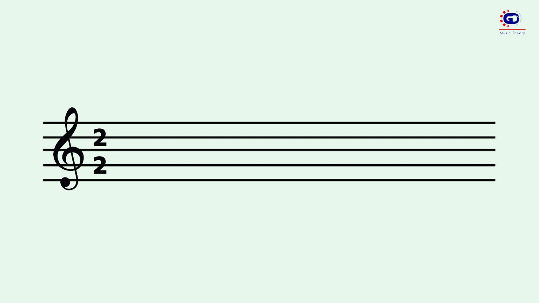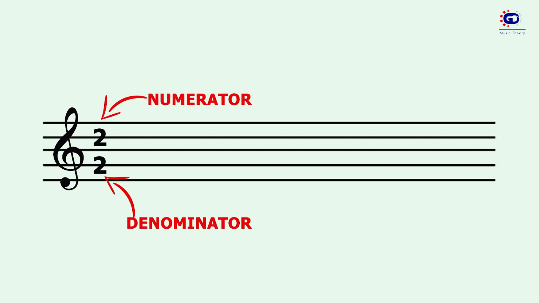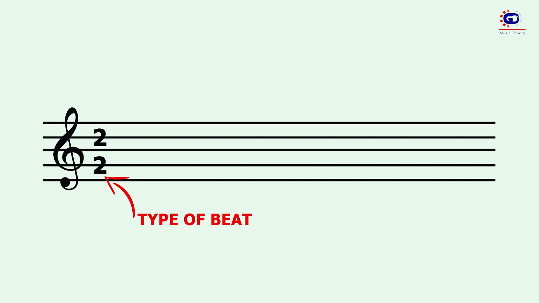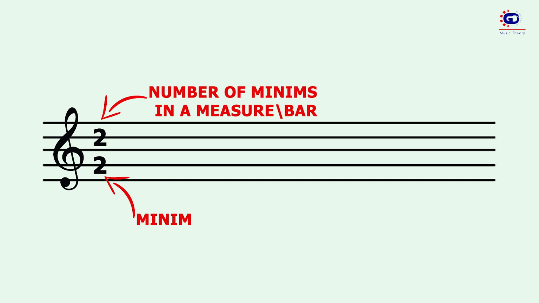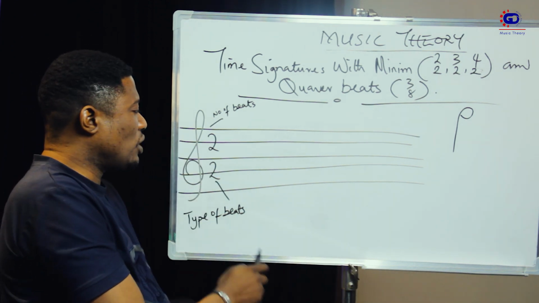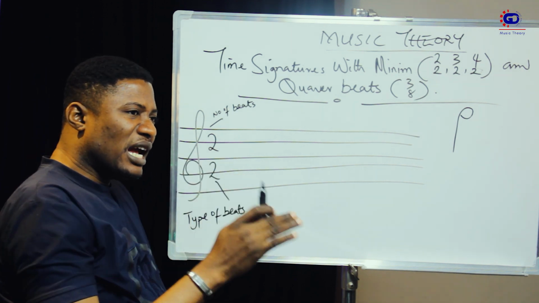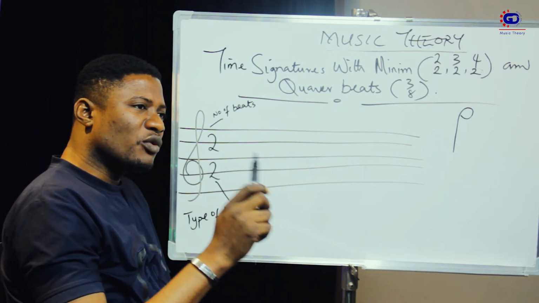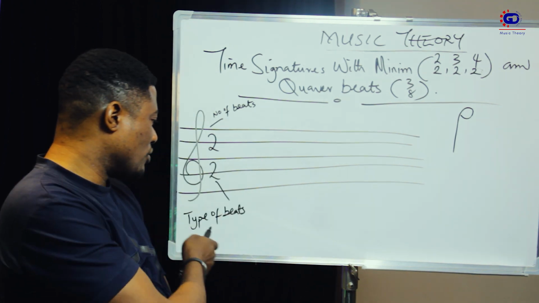Remember that your time signature comprises the numerator and the denominator, the top figure and the bottom figure. The bottom figure tells us the type of beats and the top figure tells us the number of beats. For instance, let's look at the 2-2 time signature. The 2 at the bottom represents a minim, and the 2 above tells us the number of minims that you will have in a measure. So when they ask you the time signature and you have 2-2, you have 2 minims in every measure, and a minim will give you a beat, and that's why we say it's a type of beat.